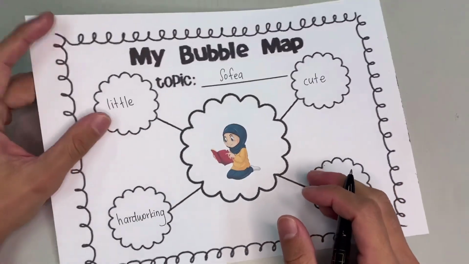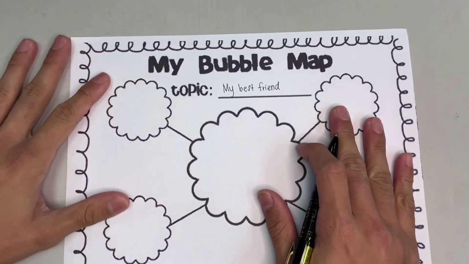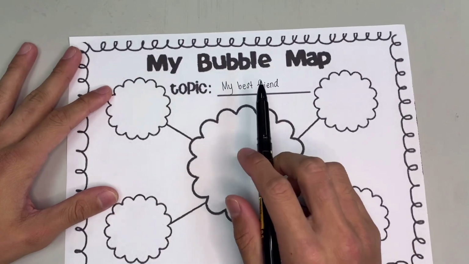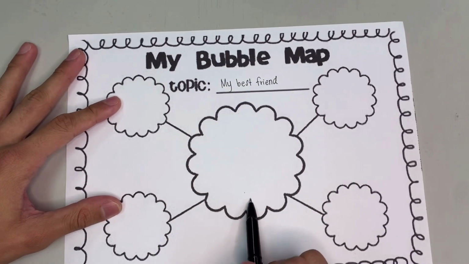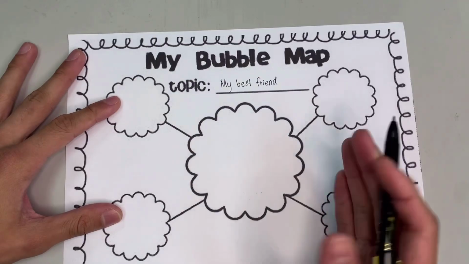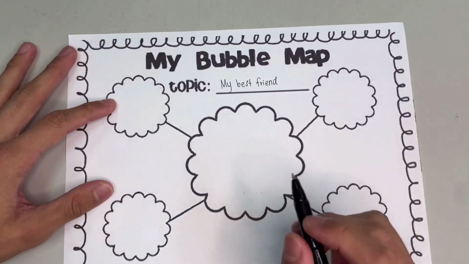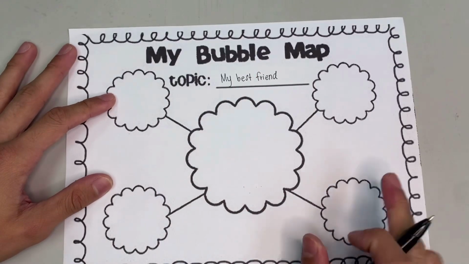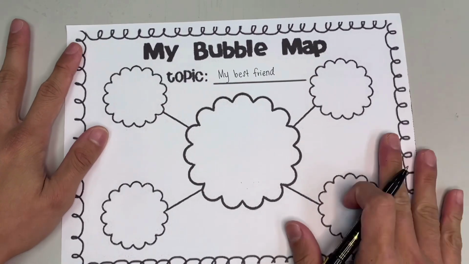Okay, next is your turn. You are going to complete this simple exercise. For this bubble map, I want you to describe your best friend. Write the name of your best friend in the middle of the bubble map, or you can also do a simple drawing of him or her. Then, you are going to write 4 adjectives into the remaining bubbles. You can pause the video here to copy the bubble map and complete the exercise.